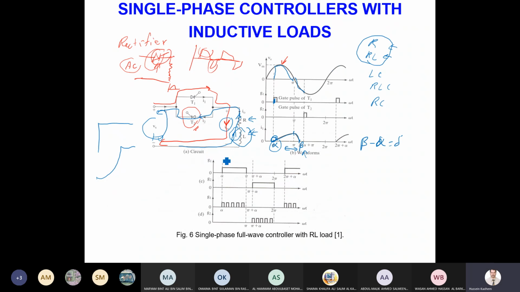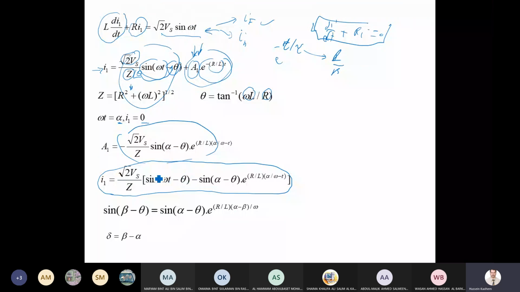Now also you see here from the graph, at beta the current will be 0. So when I substitute current 0 and omega t by beta and simplify, I get an equation. This equation contains beta here and beta here. I can use iteration to solve it to find beta. We did this before.